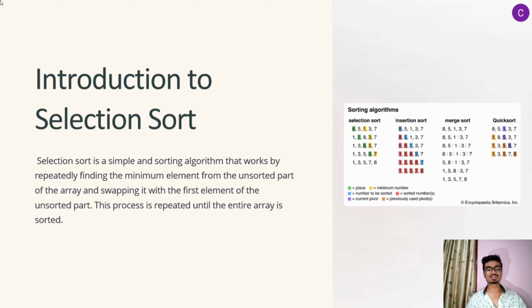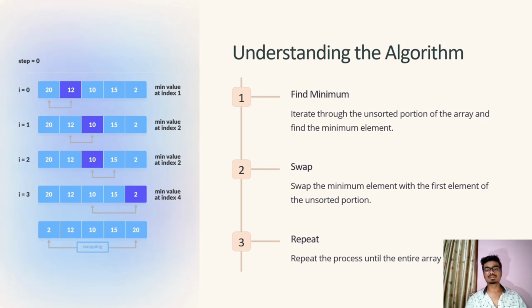Now we are going to understand the algorithm. Find the minimum: iterate through the unsorted portion of the array and find the minimum element. Now we are going to swap it: swap the minimum element with the first element of the unsorted portion. Repeat: repeat the process until the entire array is sorted.